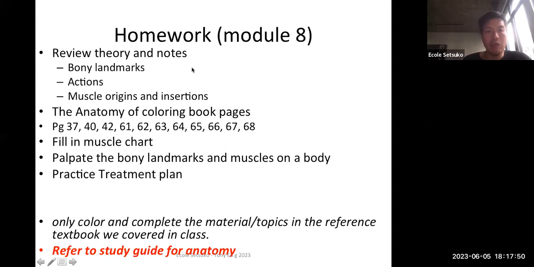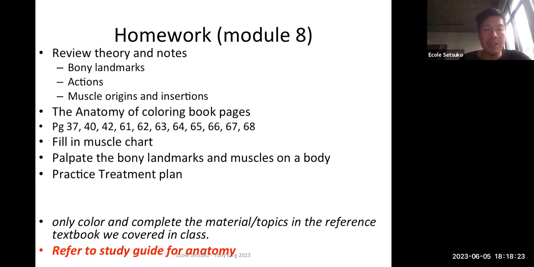So go ahead and review the theory in the notes, the bony landmarks, the actions, the muscles, origins, insertions. Look at the muscle chart that I gave you guys. These are the coloring pages. I do recommend the more you can visualize it, the better you can feel it on the body. So do the coloring, only coloring the topics, the structures that we covered in class. Fill in the muscle charts of the antagonist, synergist. That's going to help you also to make links.